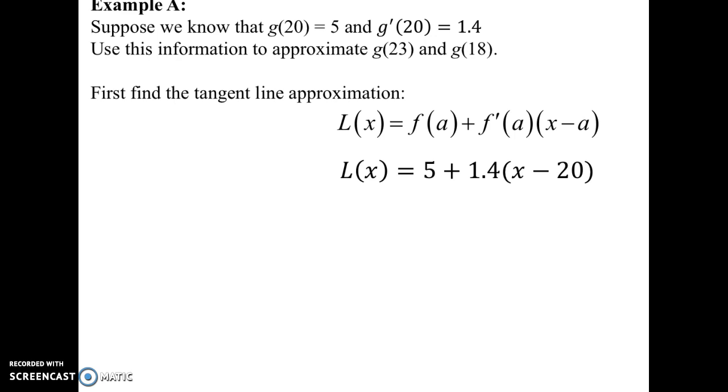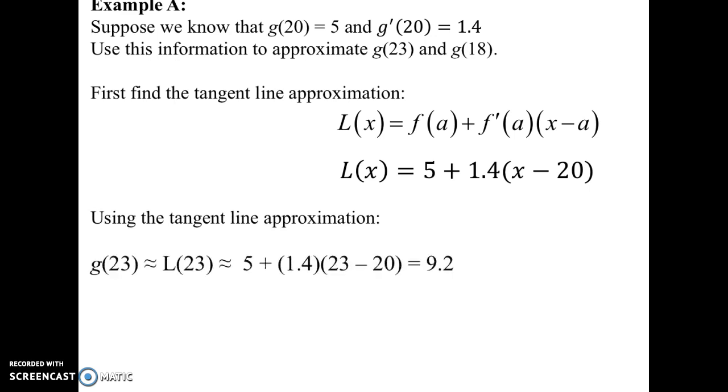So now I have a formula that I can use to approximate these other two values. So using this tangent line approximation, G at 23 is going to be really close to L at 23. That's what this linear approximation formula says. That means I'm going to put 23 into the formula I just found for x. And when I do, I get 5 plus 1.4 times (23 minus 20), which when I do the math is equal to 9.2. 9.2 is a really good approximation to the value of this function at 23.